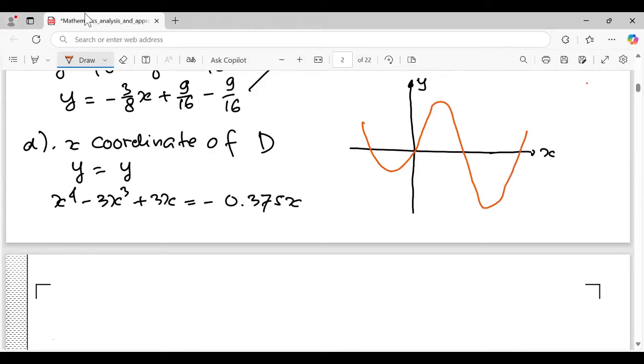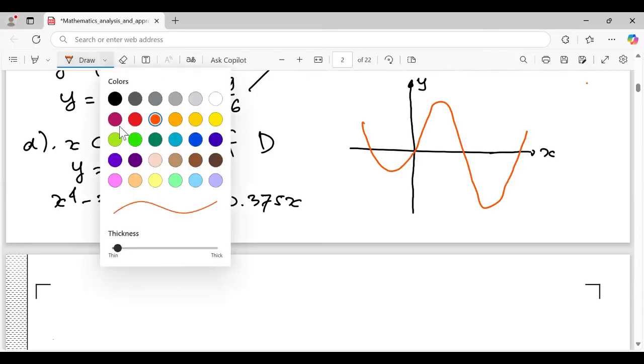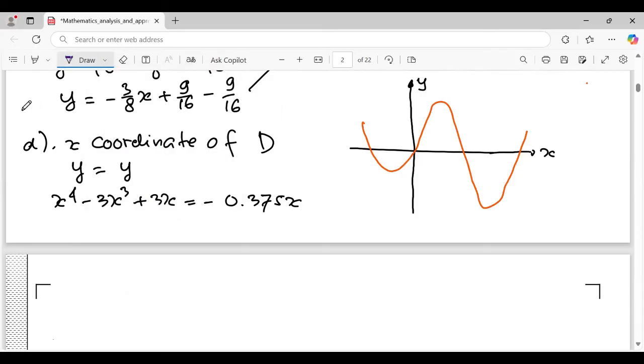Okay, and the straight line passing through C and D. This is B, the inflection point, and also C, the inflection point, and it is D.